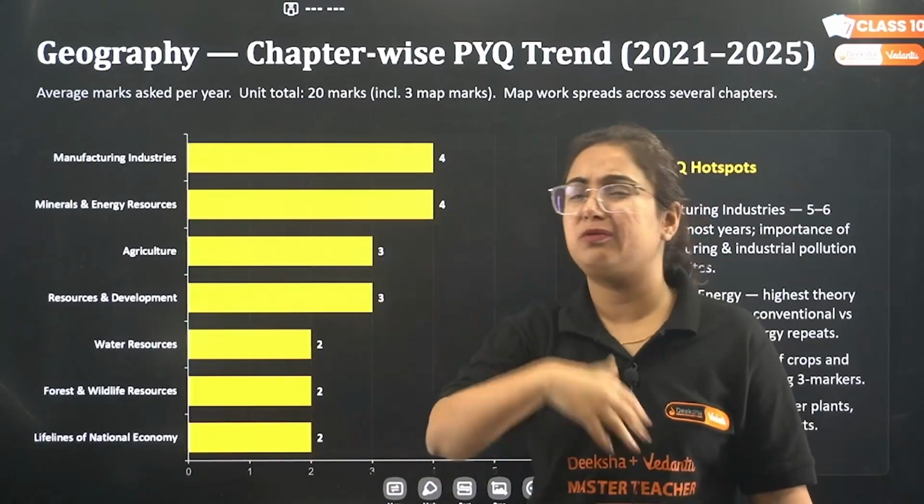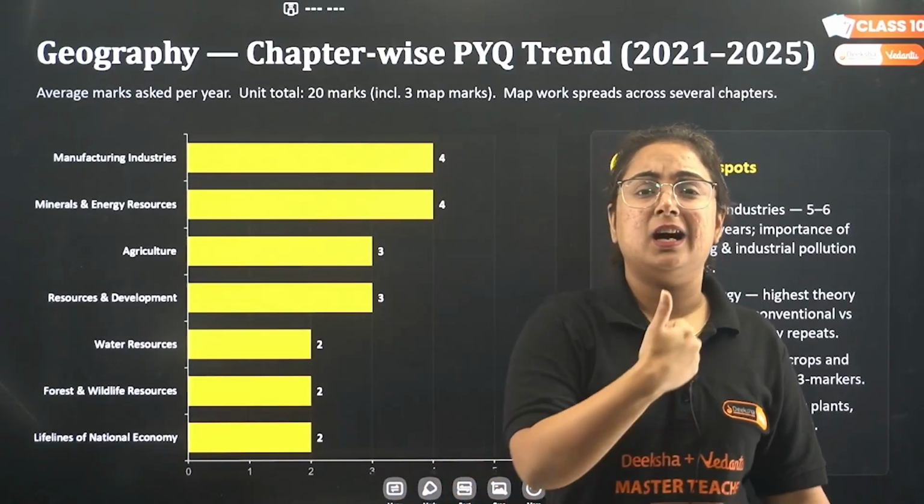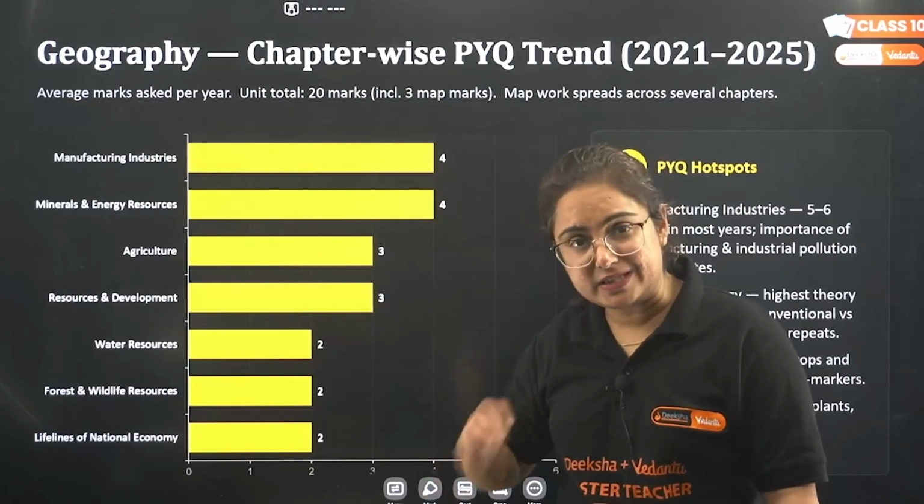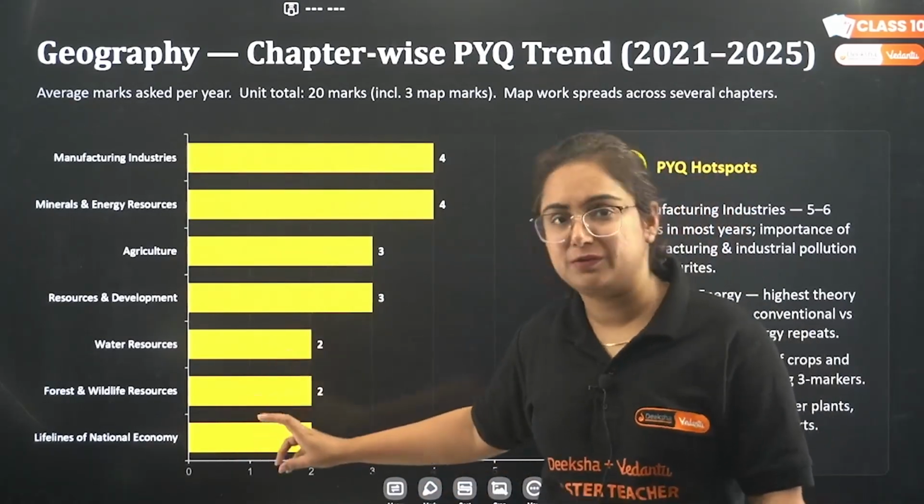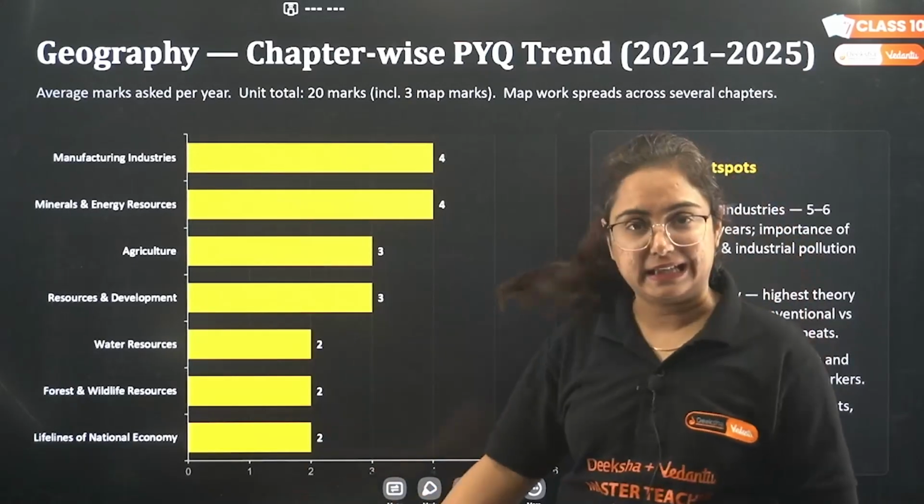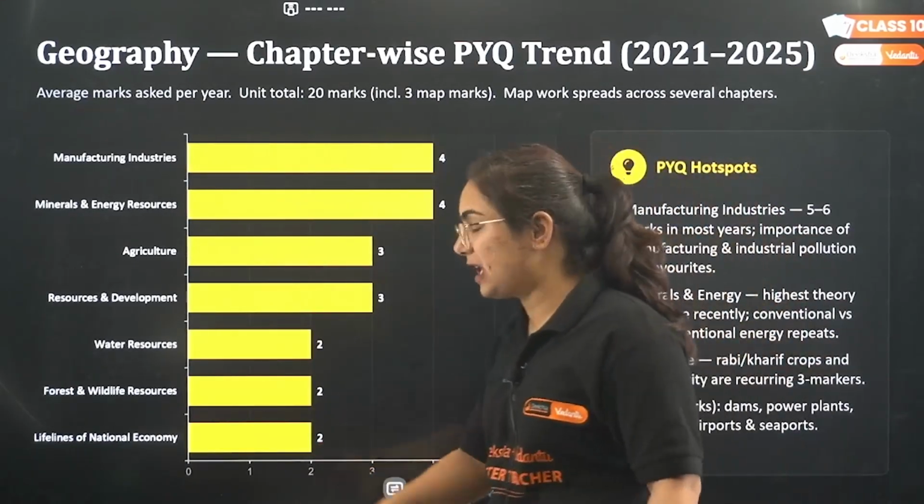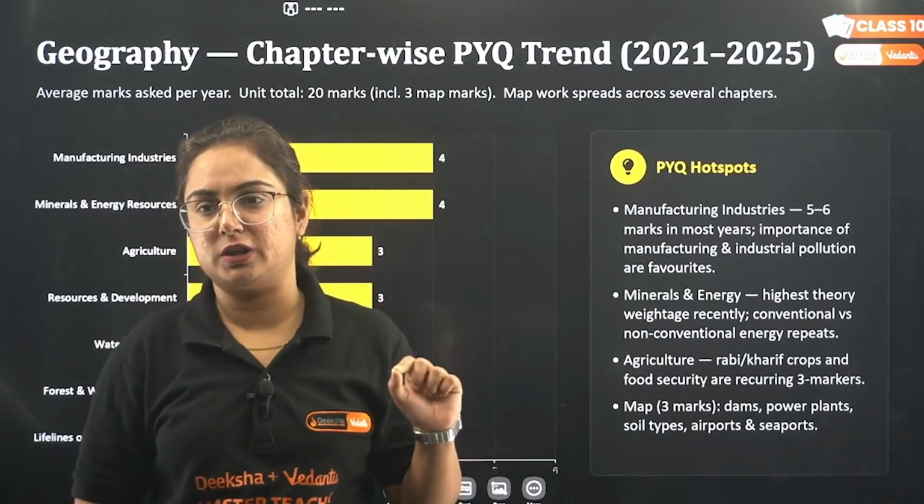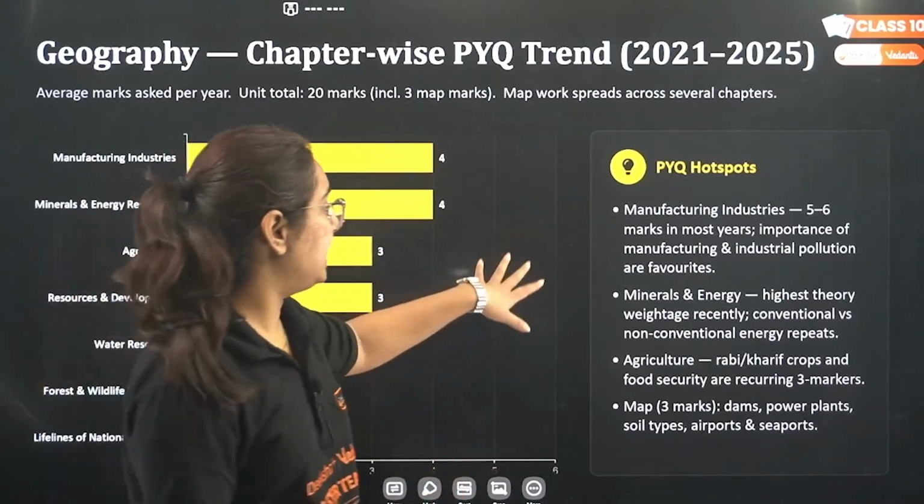2 marker questions came, like what is water scarcity, write about bamboo drip irrigation system in Meghalaya. But I have seen questions coming from this topic for 5 marks also. The next, the less weighted chapters are forest and wildlife, and then we have lifelines of national economy, which carries marks from the map work portion. And here is the analysis.